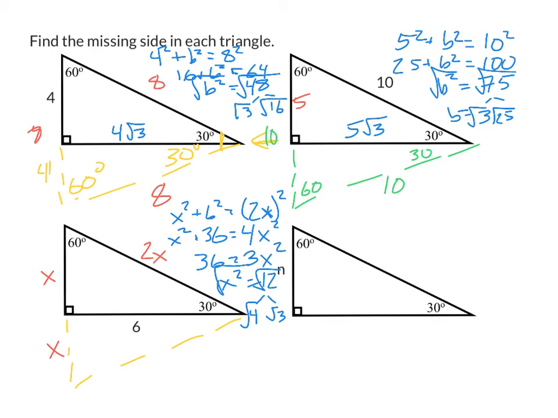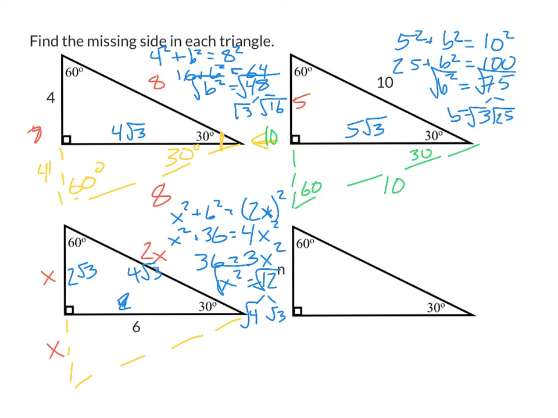The square root of 4 is 2. Whoops, I'm putting that in the wrong spot. So the square root of 4 is 2 times the square root of 3. That was what x is equal to: 2 times the square root of 3. And then the hypotenuse on this was double that, so it's going to be 4 times the square root of 3. And so those are all three sides: 2 root 3, 6, and 4 root 3.